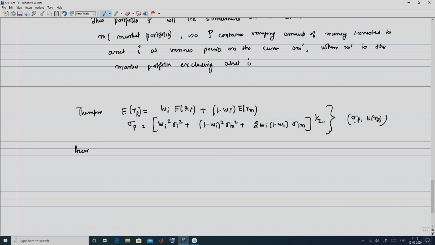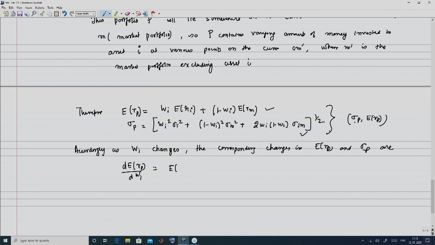Okay, now accordingly, as WI changes, remember that WI is the weight of asset I in portfolio P, the corresponding changes in ERP as defined here and sigma P as defined here, what are these going to be? This is going to be d ERP divided by d WI, and this is going to be ERI minus ERM. And for d sigma P by d WI, this is going to be WI sigma I square minus 1 minus WI sigma M square plus 1 minus twice WI sigma I M. So after some algebra you get this expression divided by sigma P.